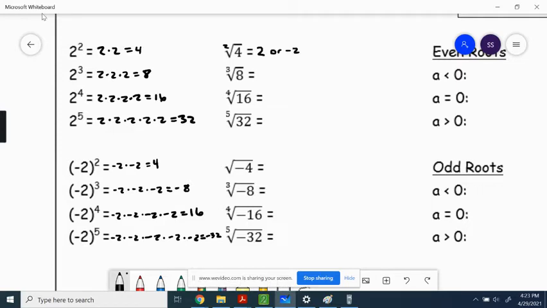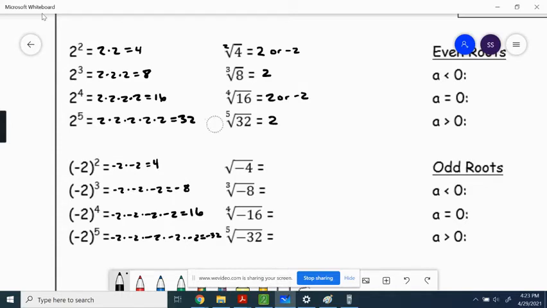All right, what about the third root of 8? We only get 8 when 2 is positive. So we only have one root there. The fourth root of 16, well, 16 we get with positive 2 and with negative 2. So hopefully we're seeing a pattern emerge. We get 2 or negative 2. How about the fifth root of 32? We only get that with positive 2.